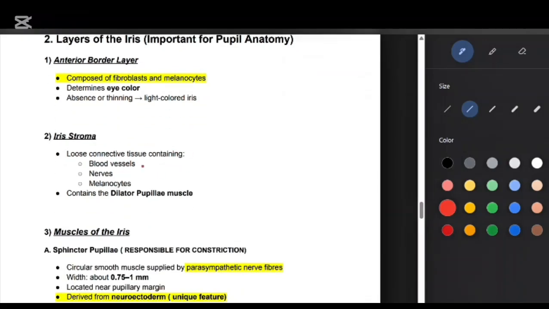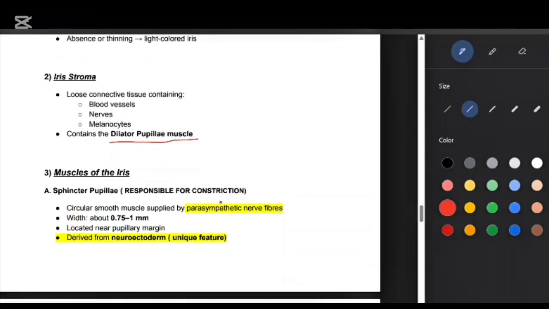It is loose connective tissue containing blood vessels, nerves, and melanocytes, and it also contains a very important intraocular muscle, which is the dilator pupillae. And the dilator pupillae is actually responsible for dilation of the pupil. So the dilator pupillae is present in the iris stroma.